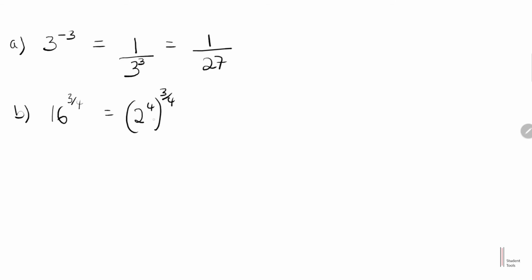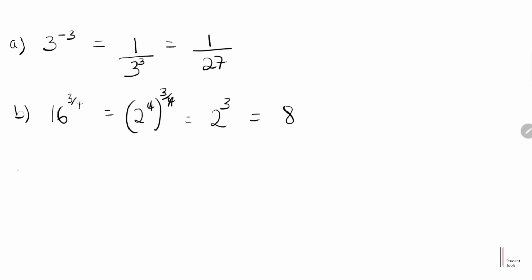So now we have these two exponents. When we have these two exponents, we know that we have to multiply. So 4 multiplied by 3 over 4. So we know this 4 will cancel this 4, such that here we will be left with 2 to the power 3. And 2 to the power 3 is equal to a positive 8.